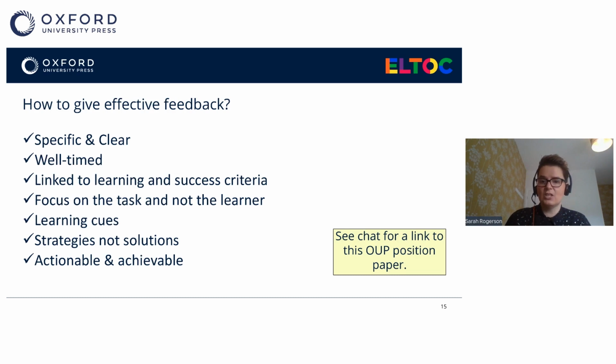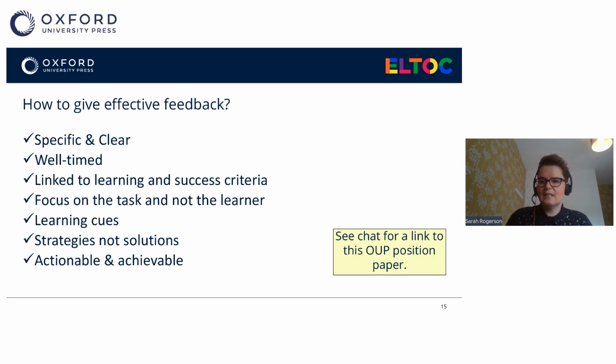I think this is incredibly important because sometimes we talk about the individual rather than the work that they've done, and we really don't want to focus on the individual. There's a piece on learning cues. The next one is strategies, not solutions. It's about the teaching a man to fish thing, really. What we don't want to do is correct every piece of work for the student. We want to give them those strategies to do it themselves. And the final one is feedback should be actionable and achievable.